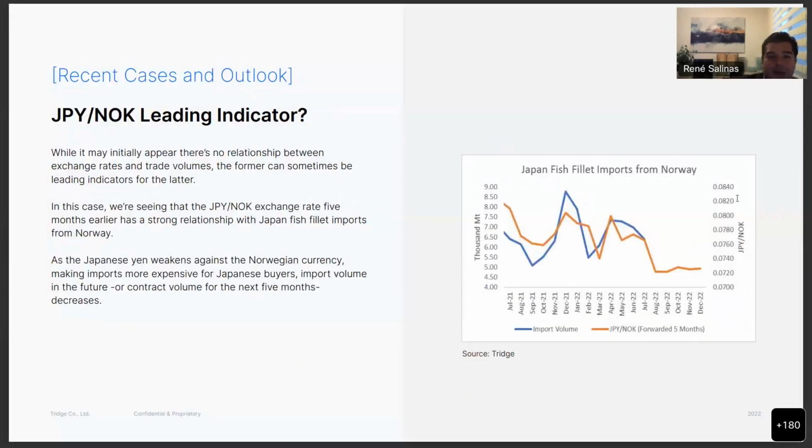Now, this one is an interesting graph. If you chart the Japanese yen and the Norwegian krone against imports for fish fillets, for example, Japanese imports from Norway, there may seem initially that there's no clear relationship. But if we chart imports against the exchange rates 5 months before, the relationship seems clear. As the Japanese yen weakens against the Norwegian currency, making imports more expensive for Japanese buyers, import volume for the future, or contracted volume now for the next 5 months, decreases. So for this product in particular, we could use the exchange rate as a leading indicator of actual imports 5 months into the future. Exchange rates could tell us where imports are going to be 5 months in the future.